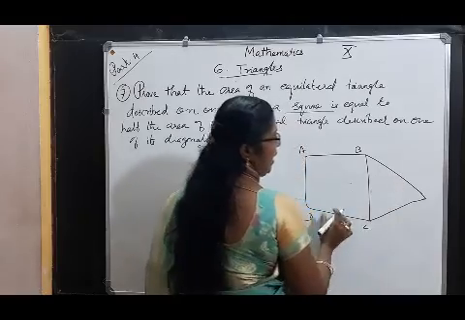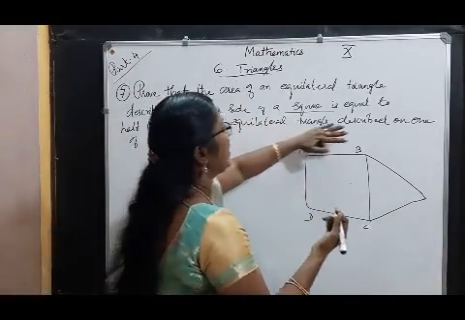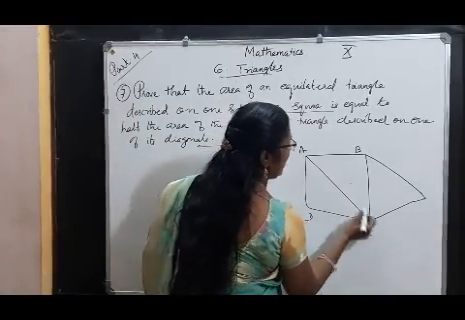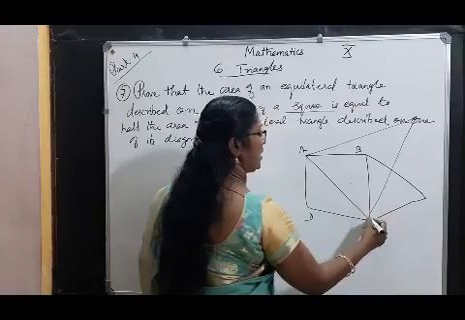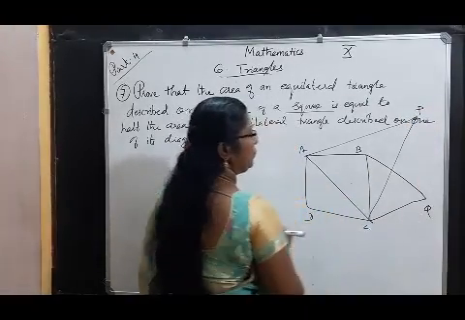This is an equilateral triangle, ABCD. Another equilateral triangle is described on one of its diagonals. This is the diagonal. This is P and this is Q.